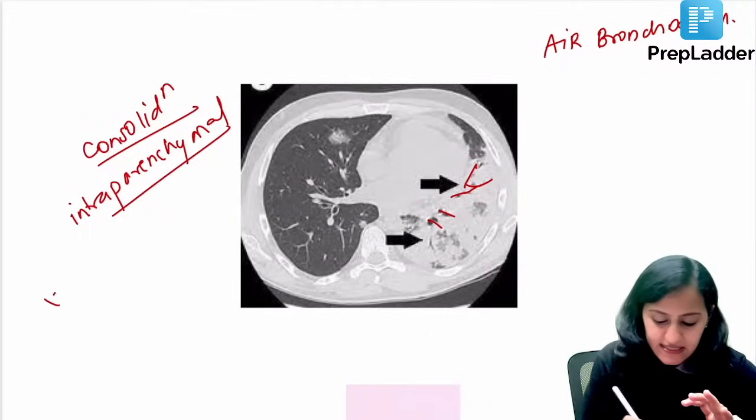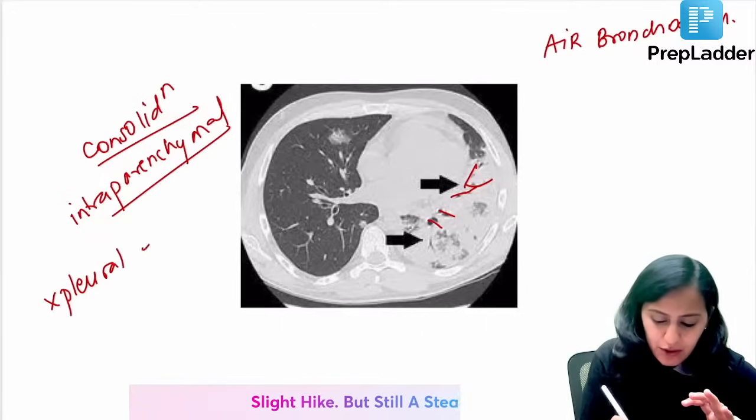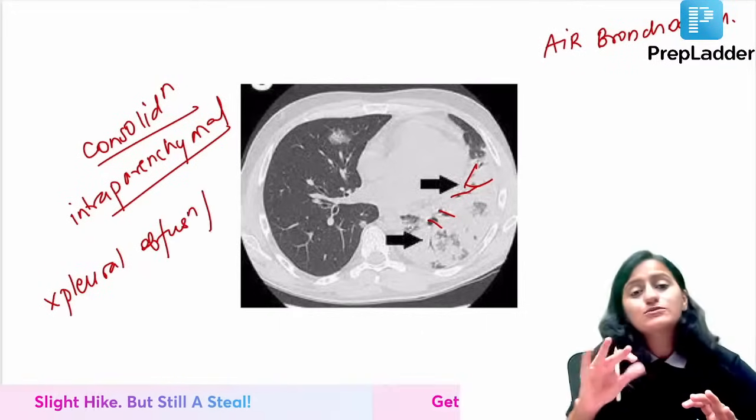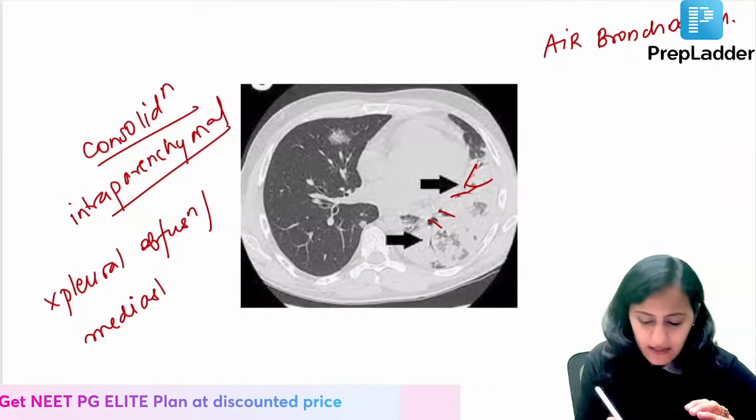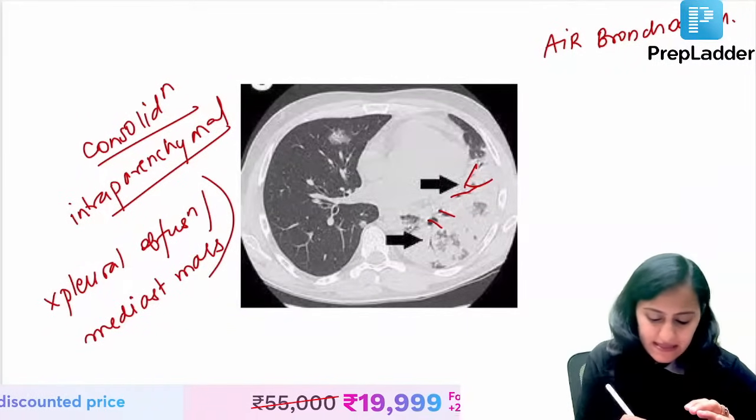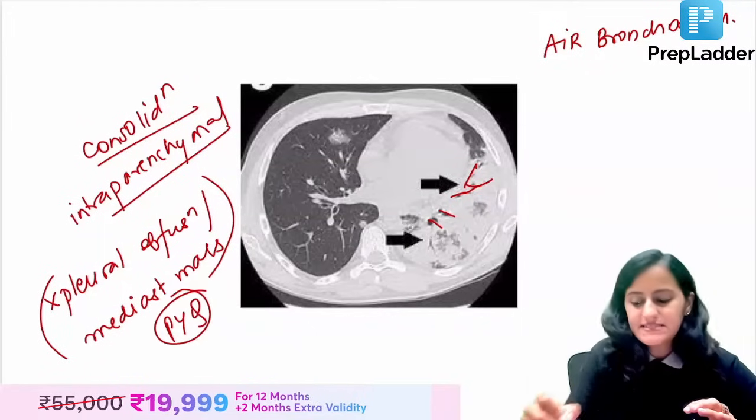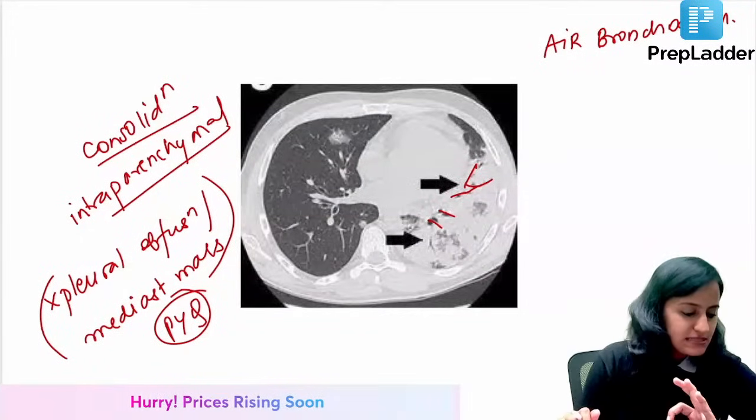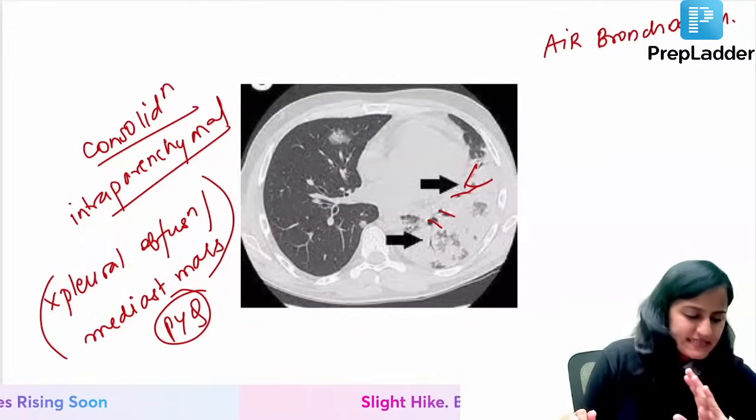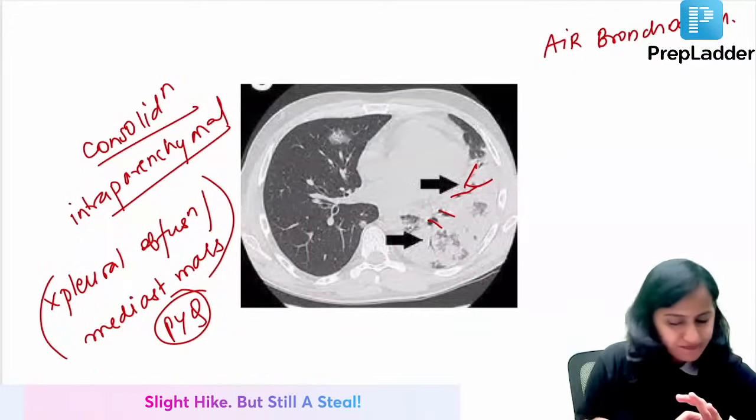So will you see this in pleural effusion? No, because pleural effusion is outside the lung. Will you see it in mediastinal mass? No. Again, because mediastinal mass is outside the lung. This is a previously asked question. It is not seen in pleural effusion or mediastinal mass. Okay? It's the same, X-ray हो या CT.